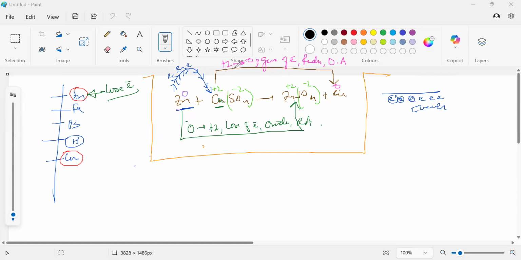Is it clear? So in order to make this important trick happen, we take what? We take two half cells, right? Isn't it? We take two half cells, right?